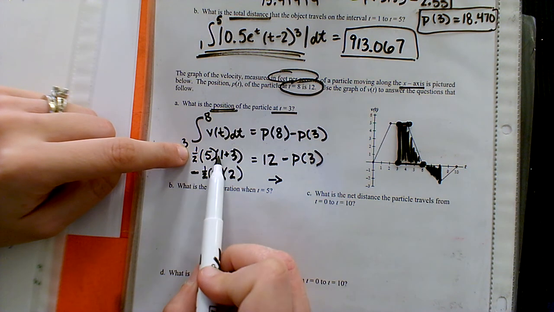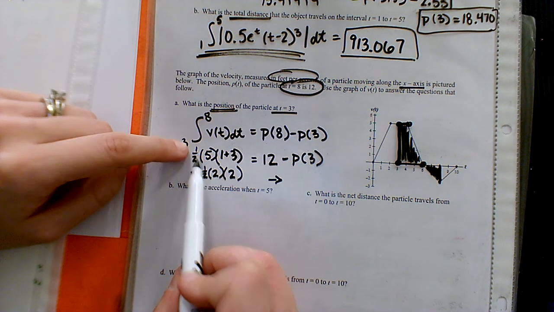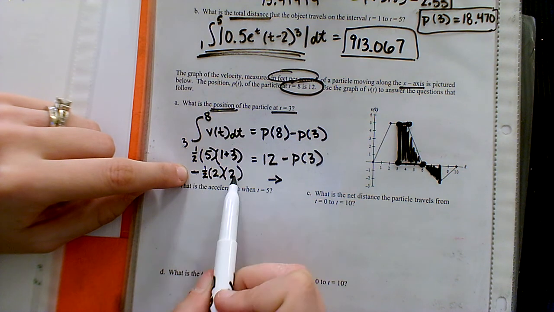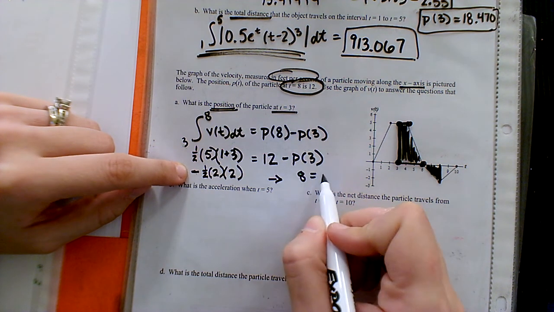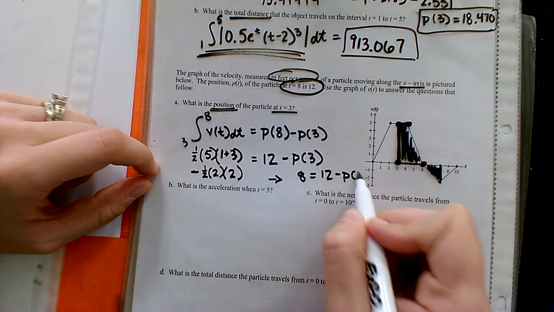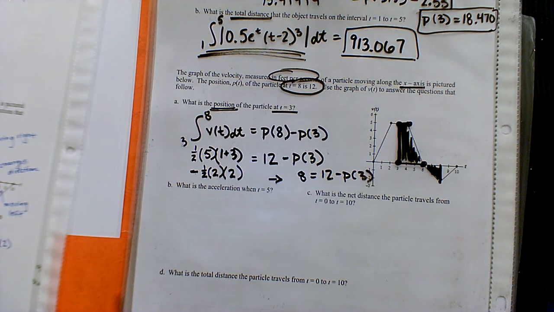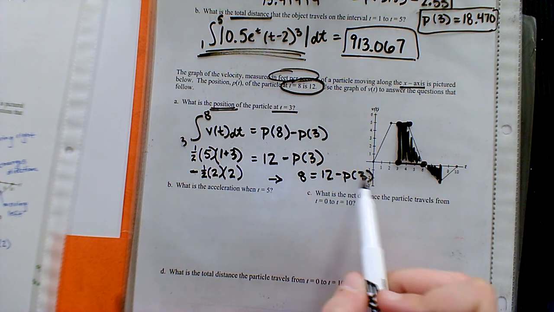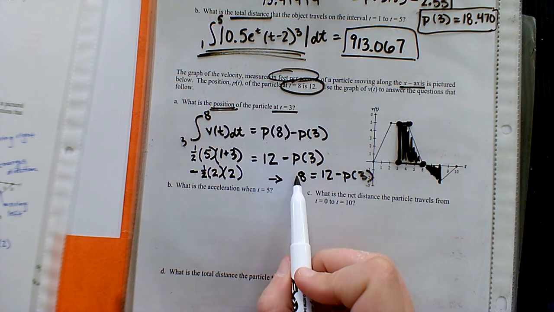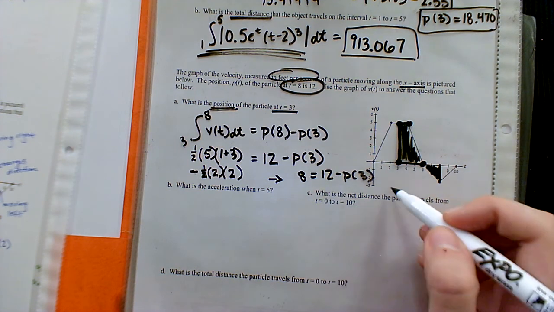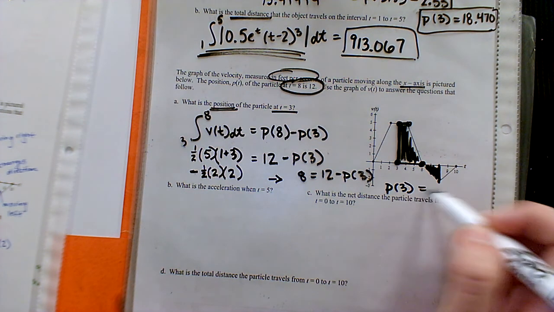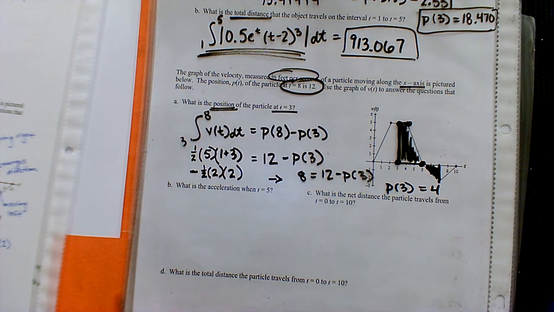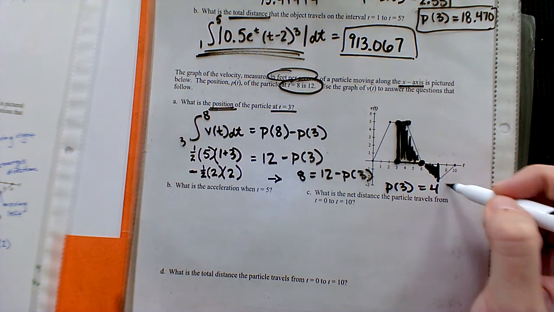Let's see. 5 times 4 is 20. Half of that is 10. Minus 2 would be 8. So the area under velocity is 8. Okay, that's our displacement, how much we moved on this interval. So to solve for our position at time 3, we'd have to subtract the 12, but then move the negative. So we'll get 4. Can we put a unit on it? Feet.